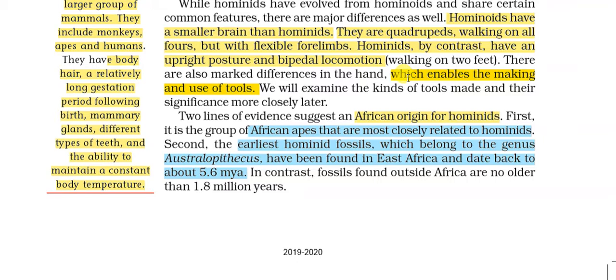Hominoids could not make tools. Hominids used to make tools. And how could they make tools? Because they can use their hands. Hominoids have used all 4 limbs, so their hands are not freed. Hominids, on the other hand, can make tools because they have free hands, right?